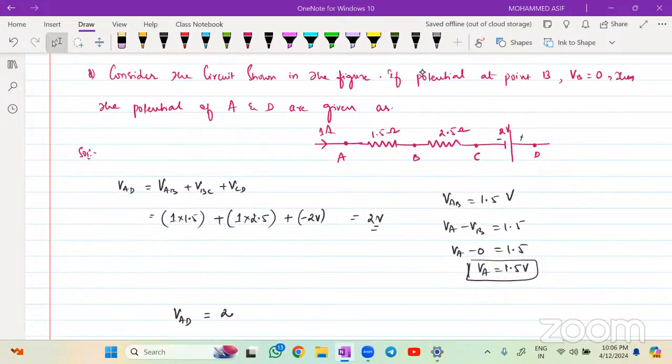What I did is directly take the potential from A to D. A to B means potential of AB, plus potential of B to C, then potential of C to D. What is the formula for potential? V is equals to I into R. From A to B, how much current is moving? 1 ampere. Here also the current is 1 ampere, and here also the current is 1 ampere. So potential across A and B is how much for me? V is equals to I into R. Current I is equal to 1 ampere. 1 into resistance of this one 1.5, plus B to C.